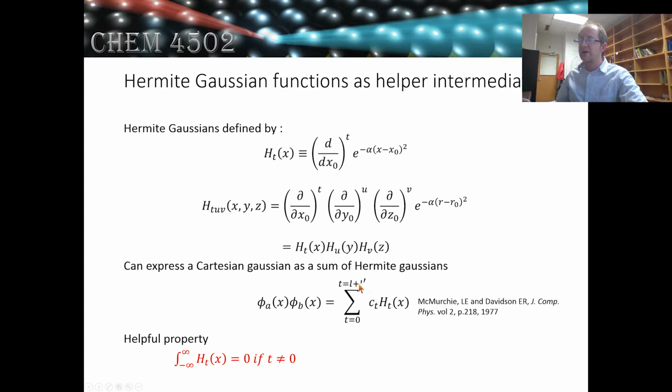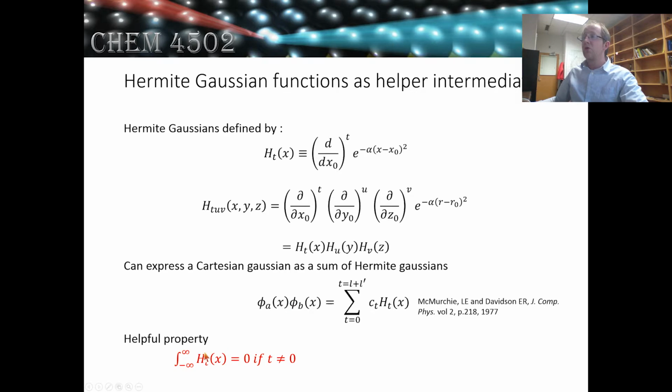This sounds rather complicated, and you might be wondering, why would I want to do that? The reason is that for any Hermite Gaussian that's not the 0th order, the integral over all space is going to be equal to 0. Or in other words, if I can find the coefficient for the 0th order Hermite Gaussian centered at point P for this multiplication of two Cartesian Gaussians, I can evaluate the integral quite simply just using the Gaussian product theorem.